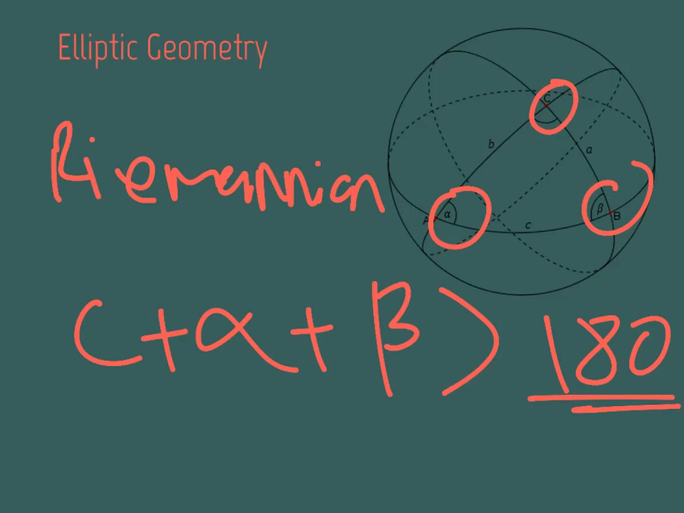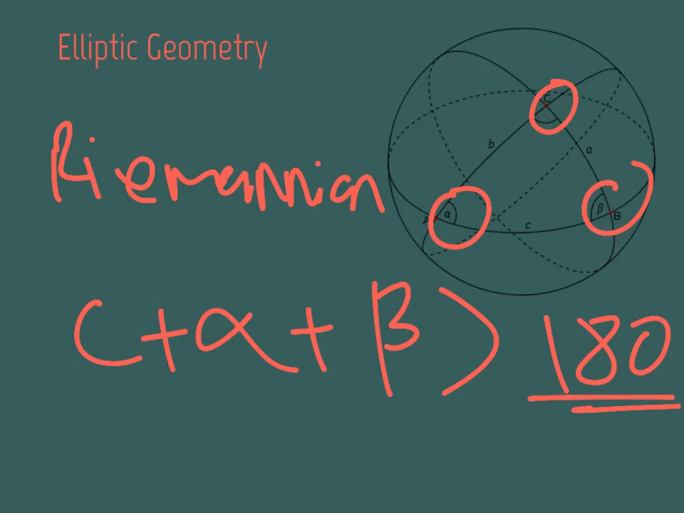So none of the triangles can have a 180 sum of angles in an elliptic geometry. This also gives another reason why it's not a Euclidean geometry, because in Euclidean geometry, all triangles have a 180 sum of angles. Their sum of angles in Euclidean geometry is always 180.